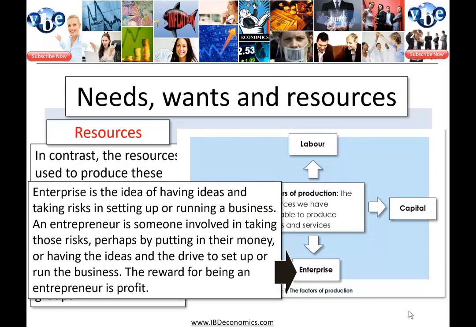An enterprise is putting it all together. So that's the idea of having ideas, taking risks, establishing and running a business. An entrepreneur is someone involved in taking these risks, perhaps by putting their money in or having the ideas and drive to set up and run the business. And the reward for being an entrepreneur is profit.